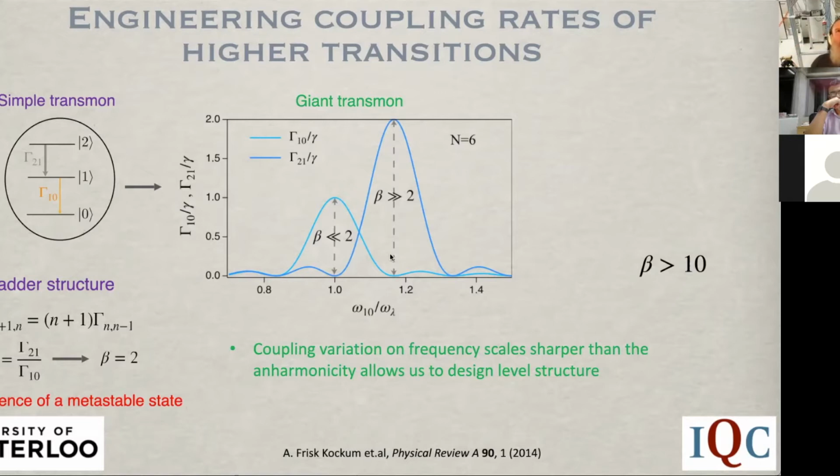Real numbers are something like, the 1-0 transition frequency might be 5 gigahertz, and we might have an anharmonicity of 500 megahertz, so the 1-2 would be at 4.5 gigahertz. So if I can make the width of this peak a gigahertz or half a gigahertz, then I can achieve this very high ratio.